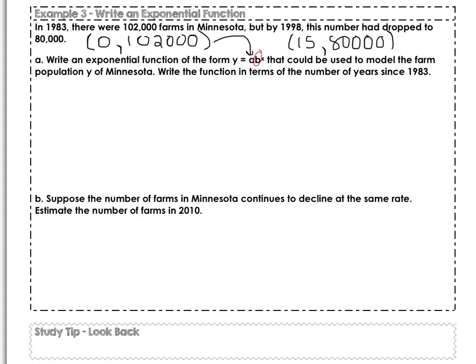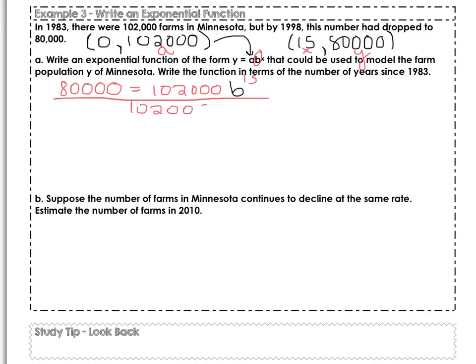So first off, we're going to use our value of 15 for our x and 80,000 for our y. 102,000, that's going to be our value for a. So let's just plug in our information. 80,000 is equal to 102,000 times the value of b that we don't know, raised to the 15th power. So first off, I'm going to divide both sides by 102,000. That's going to get me 0.78 is equal to b to the power of 15.